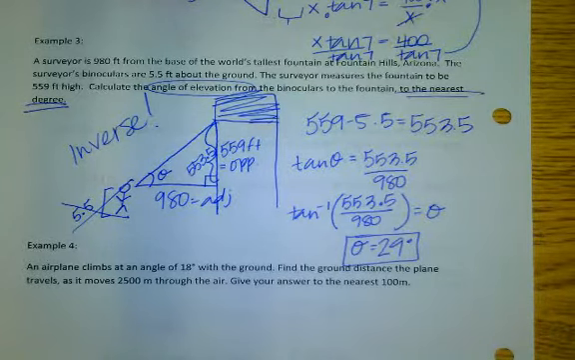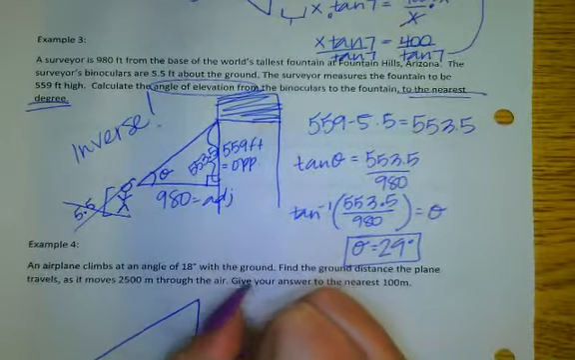Okay, 4. An airplane climbs at an angle of 18 degrees with the ground. Find the ground distance the plane travels as it moves 2,500 meters through the air. Give your answer to the nearest 100 meters. So if it climbs at an angle of 18 degrees with the ground, which kind of angle do you think we have? Elevation. Because you're going up. It's like taking off.